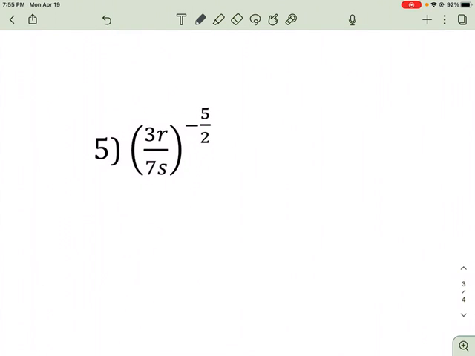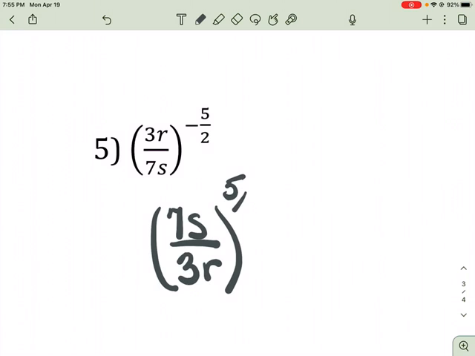All right, let's try this one. Ugh. What are we going to do here? Negative, and it's a fraction. Well, that just means 3r goes to the bottom and 7s goes in the top. It just flips it. So we're going to flip it over. Notice I didn't flip the fractional exponent. I just flipped what was being taken to the negative exponent. So 7s over 3r. We're going to leave it just like that. Not going to do anything else.